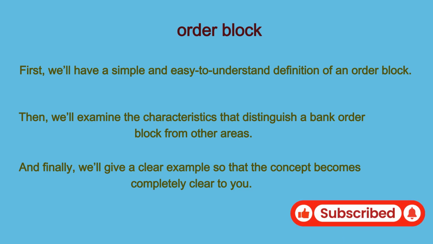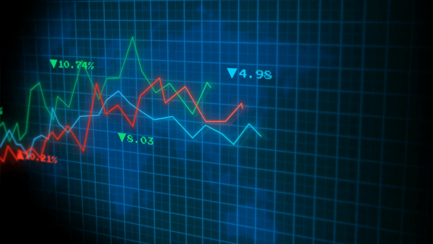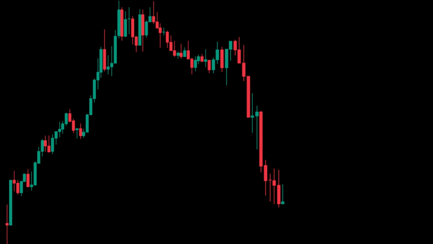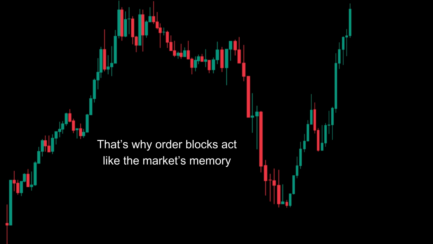Now let's get into the main training. An order block is a zone on the chart where banks and large financial institutions have placed heavy buy or sell orders. These orders usually form before a strong market move and indicate a significant change in liquidity flow. When price returns to this zone, the remaining or newly entered orders cause a quick and strong reaction. That's why order blocks act like the market's memory and often lead to repeated similar behavior.